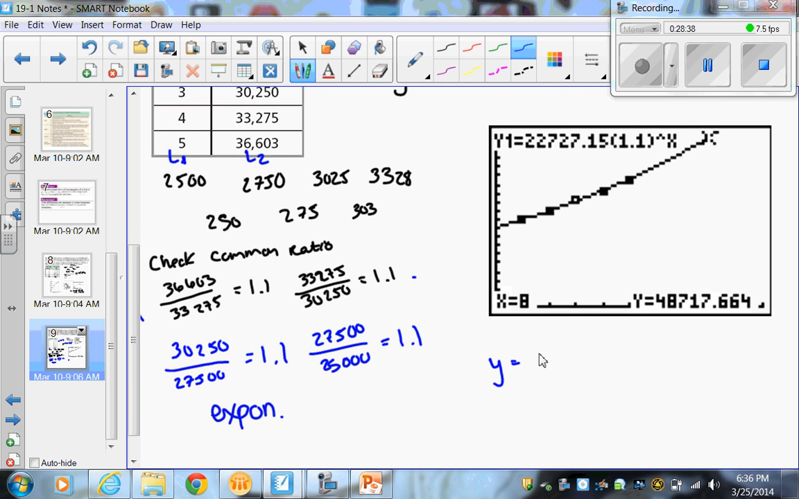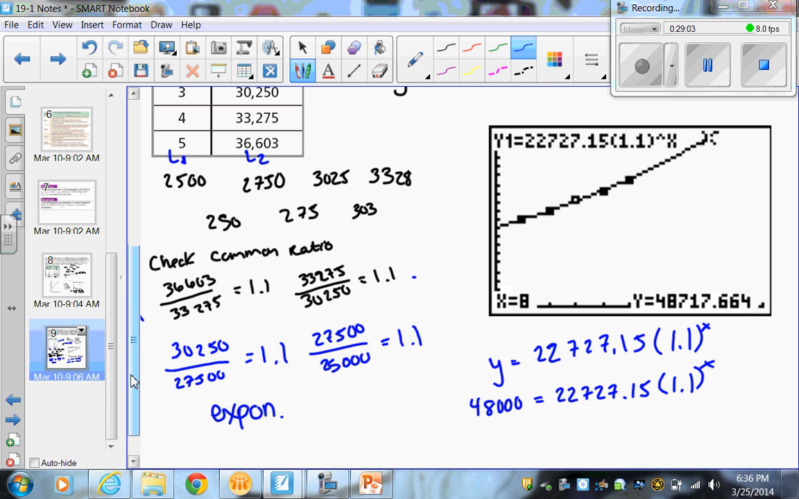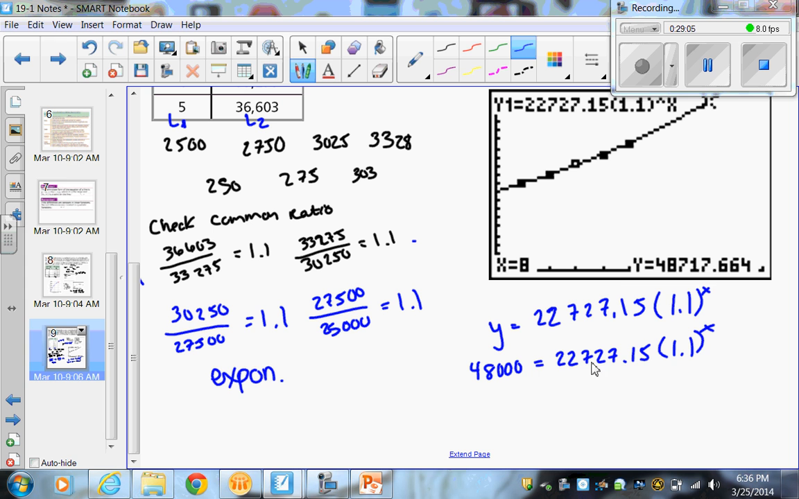So we have y equals 22,727.15 times 1.1 raised to the x. And we want y to be 48,000. Divide both sides by the 22,727.15, and that will give you 2.112.